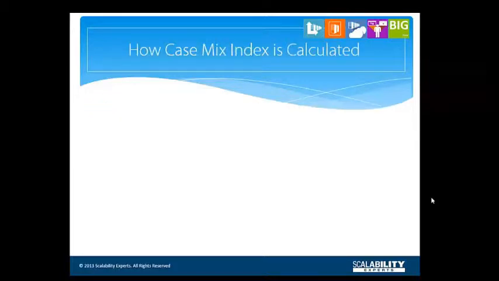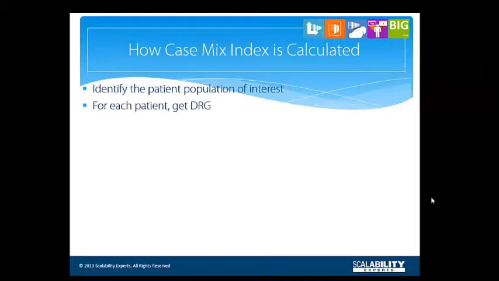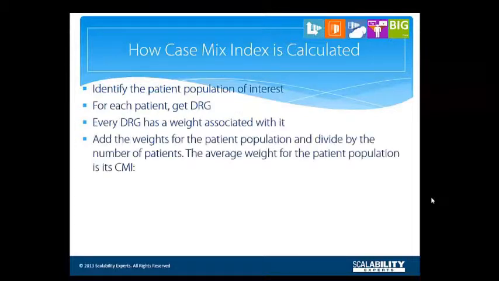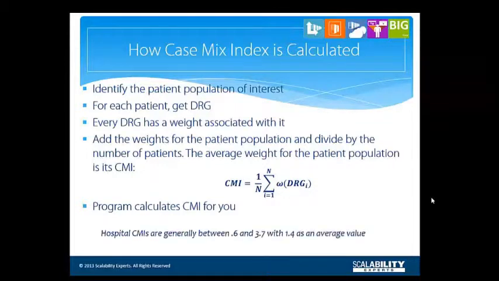Here's how it's calculated. Identify your patient population, get the DRG for each patient, and add all the associated relative weights. Now, divide by the number of patients in your population. A CMI can be computed for an entire hospital based on its entire patient population or any group of patients.